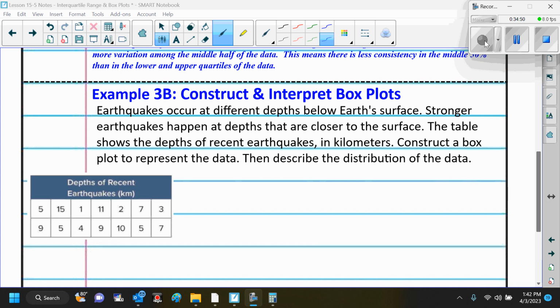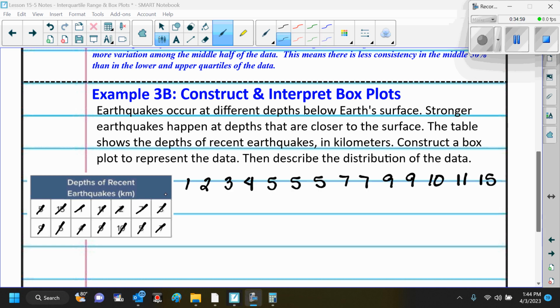Alright, so the first thing we want to do is put this data in order from least to greatest. All right, so here we have our data in order from least to greatest, and we can see that we have 2 times 7, that's 14 data items. So that means we're going to have two middle numbers. So 14 divided by 2 is 7, so that's 1, 2, 3, 4, 5, 6, 7. And 1, 2, 3, 4, 5, 6, 7. Here are my two middle numbers.